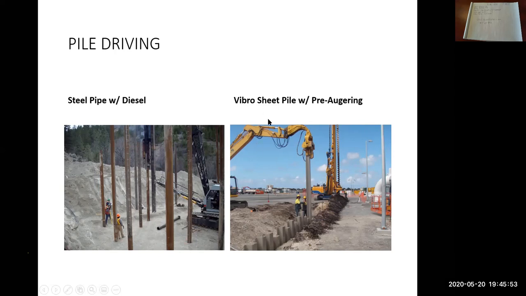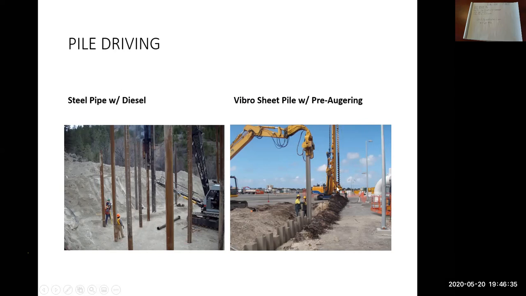So this other photo here on the right, vibro sheet pile with pre-augering. There's an excavator here. It has a special attachment on it with a vibro head, so it shakes. So it can pick up the sheet, get it vertical, place it on the ground where it wants to put the sheet, and then the operator in the cab here can push a button. This whole assembly vibrates, and then the boom and the stick of the excavator push the sheet into the ground. So that's the vibro sheet pile.